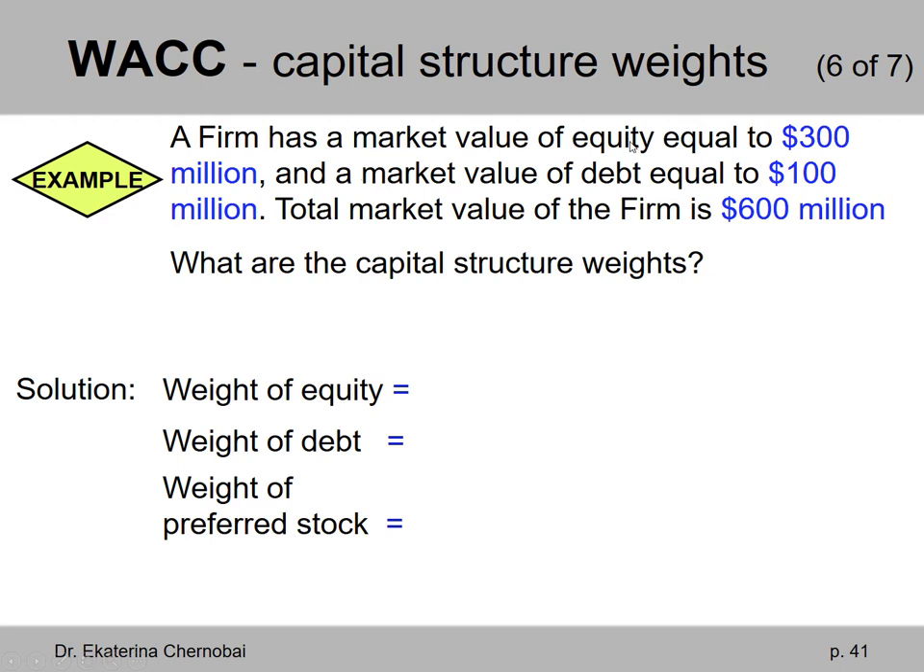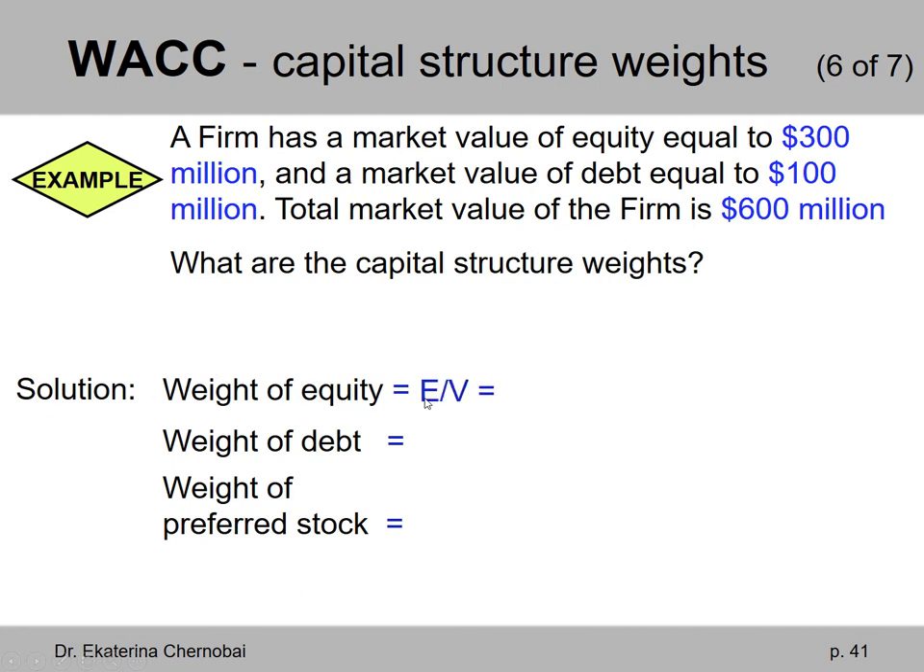We are given market value of equity. We are given market value of debt. Looks like we are not given anything about preferred stock. Does it mean we don't have any? Actually, we do. Because if you add up equity and debt, 300 million and 100 million, you will get 400 million. And that doesn't match the total market value of the firm, which is 600 million. So there's another 200 out of 600 million that equity and debt do not kind of reflect.